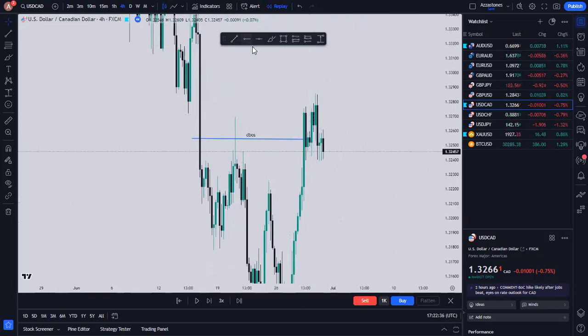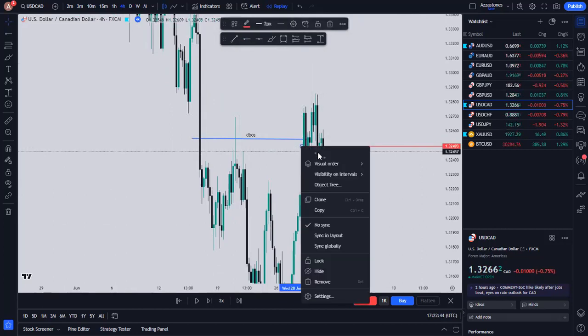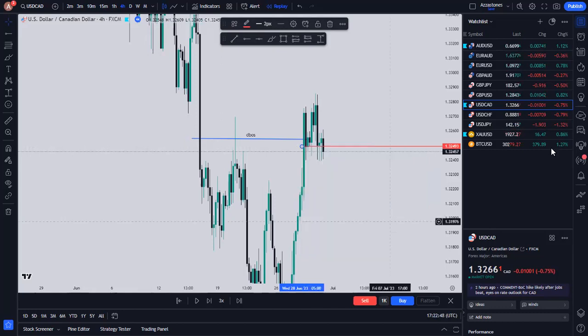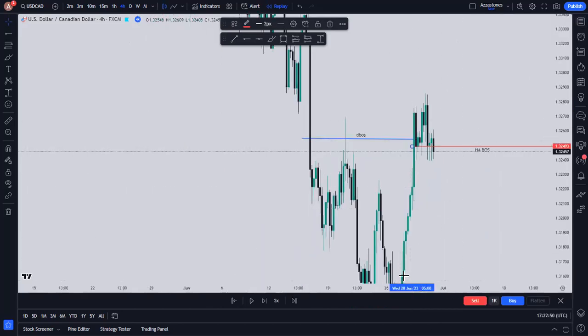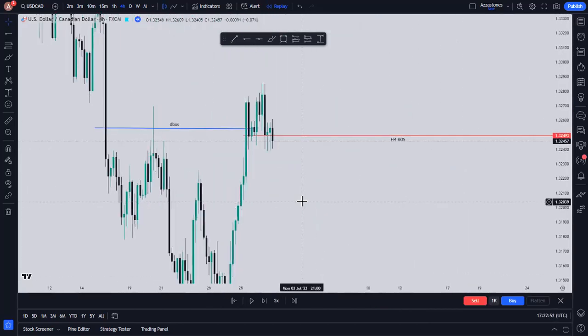You just have to name it here, since the candle closed here. Let's say that this is the H4 BOS. You just name that one as H4 BOS, or 4-hour break of structure, something like that. BOS means break of structure.